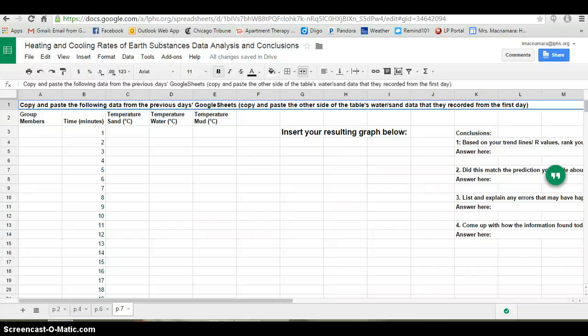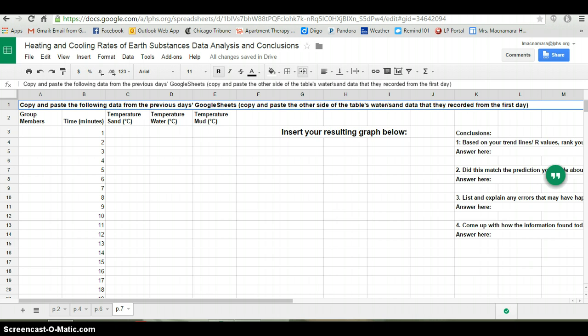Okay, I'm going to walk through with you guys how to use Google Sheets to make a graph and how specifically you're going to use the data from the past 2 days to make your graph, because you're going to be combining data that you recorded from the first day, whether that was sand or water, with the people across from you who tested the opposite thing, like the sand or water. So if you were testing sand on Monday, then your people across from you were testing the water. So we're going to combine that data as well as the data that you collected the second day where you were testing different substances.